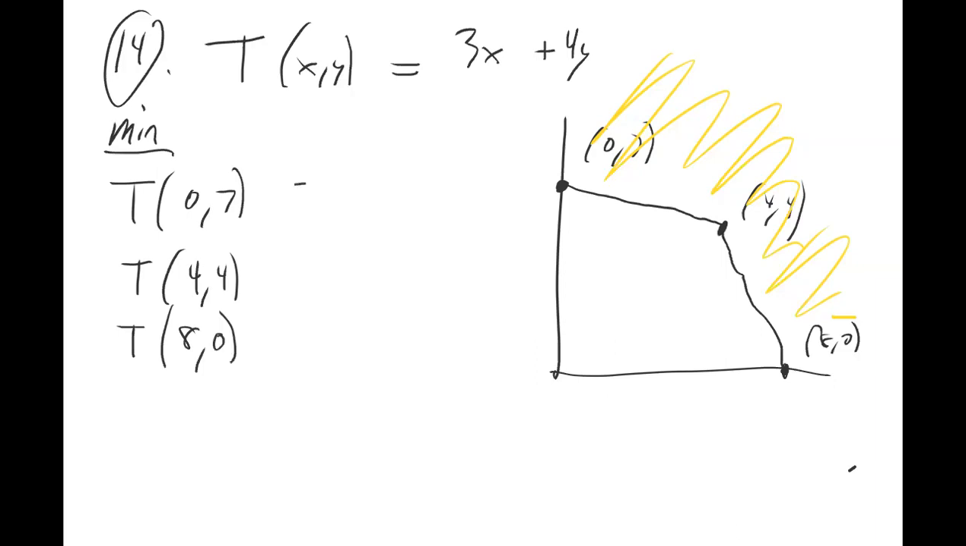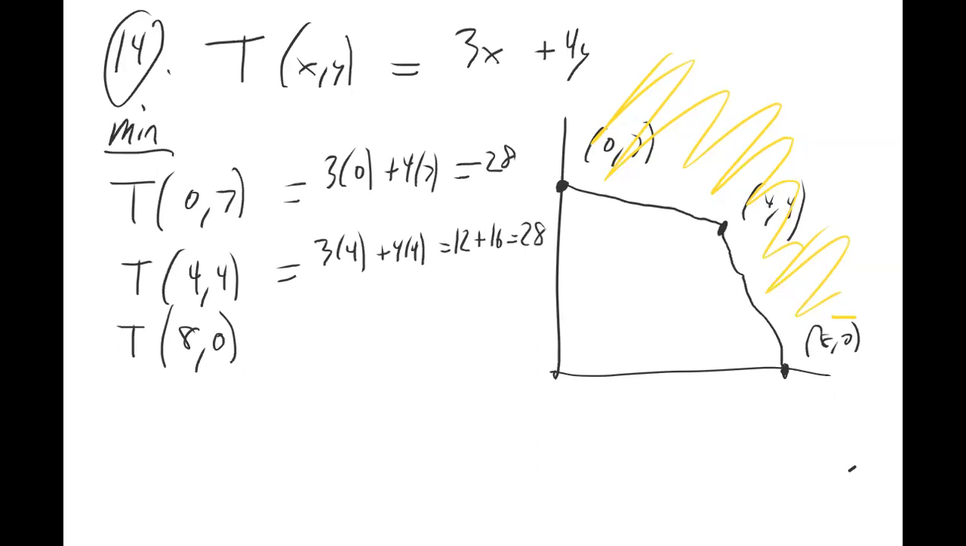So T of 0, 7 would be just 3 times x plus 4 times y. So 3 times 0 plus 4 times 7, that's 28. And then T of 4, 4 would be 3 times 4 plus 4 times 4. That's 12 plus 16, that's equal to 28 again. And then T of 8, 0 would be 3 times 8 plus 4 times 0, that's equal to 24. Which of those is the minimum? So the answer is 24.